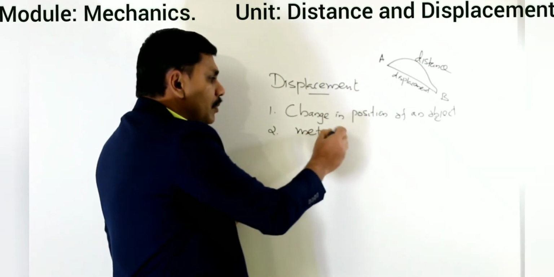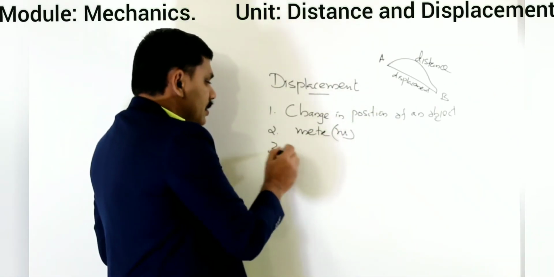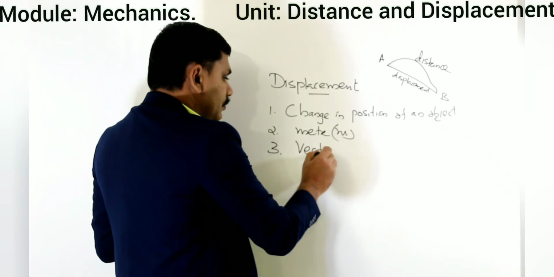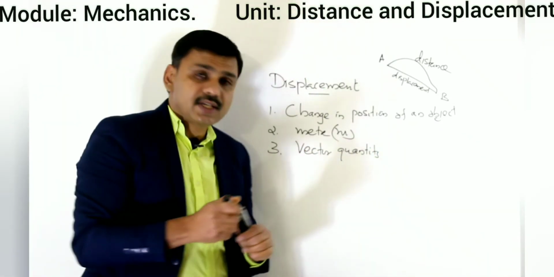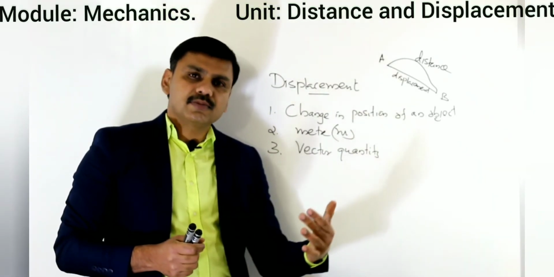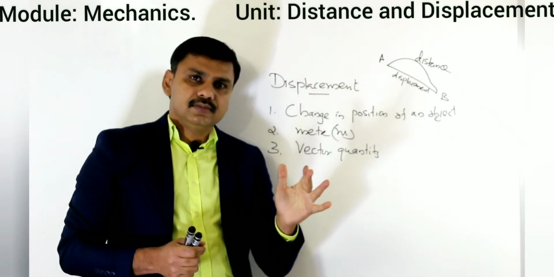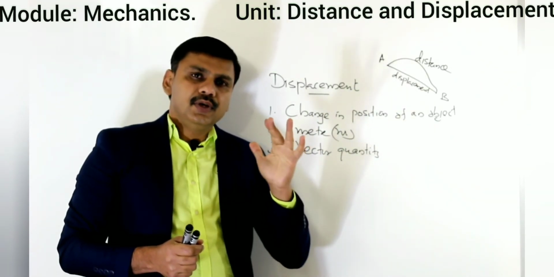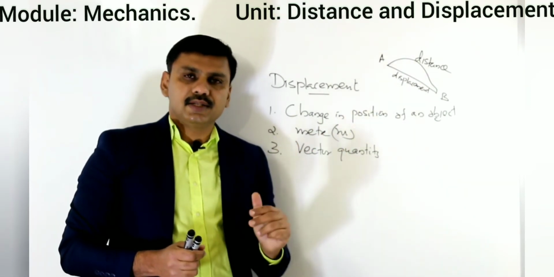You are measuring in meters. Displacement is a vector quantity. What is the reason? Because when you calculate displacement, you are taking direction. By using the direction, you can take the displacement.